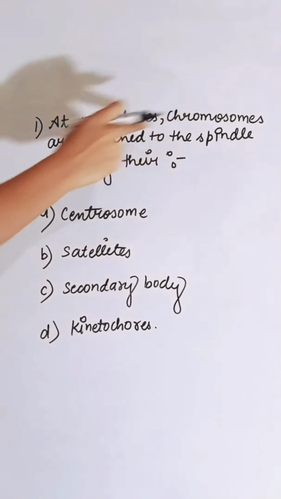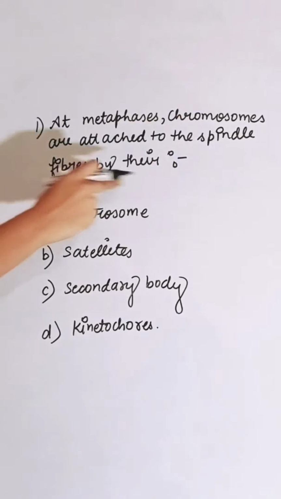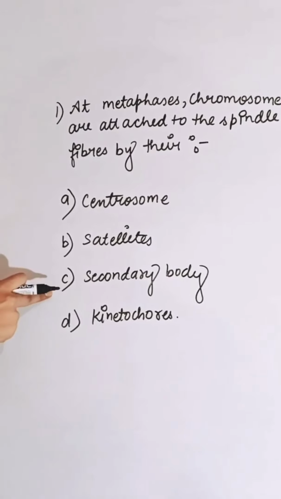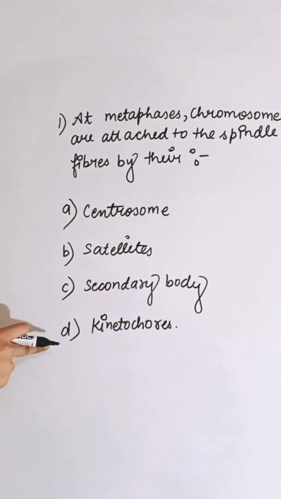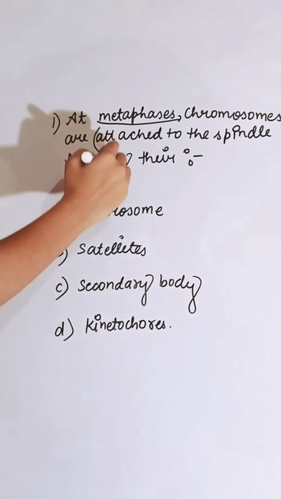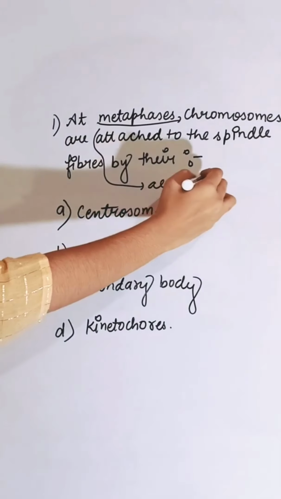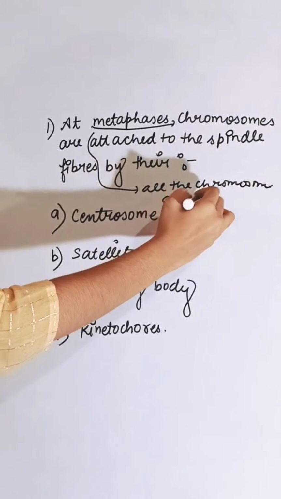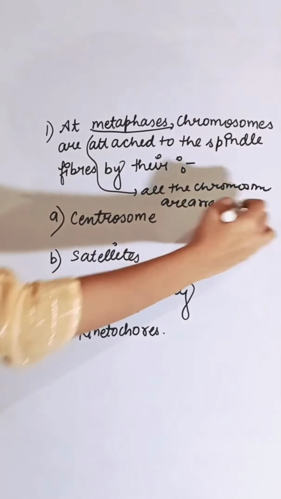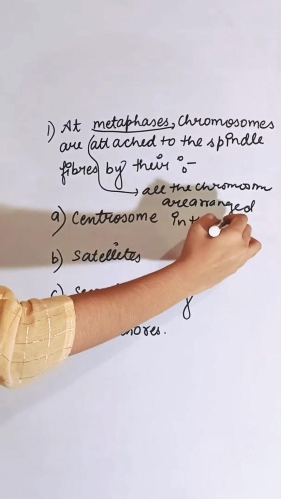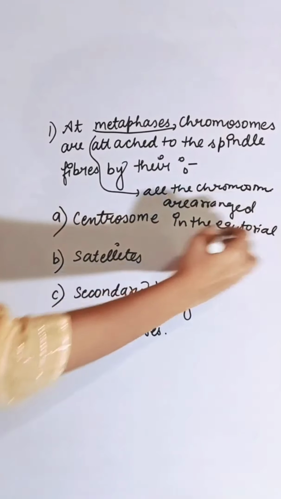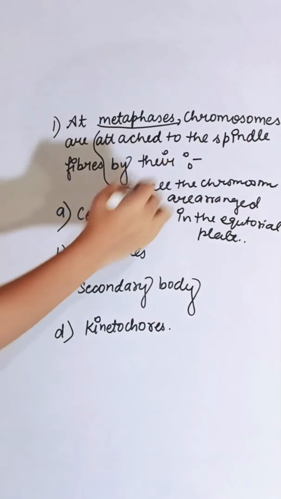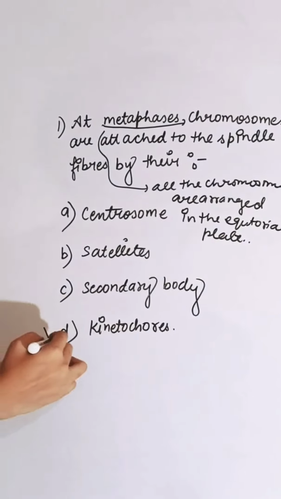At metaphase, chromosomes are attached to the spindle fibers by their: first option, centrosome; second, satellites; third, secondary constriction; fourth, kinetochores. In metaphase, all the chromosomes are arranged in the equatorial plate, which are attached to the spindle fibers with the help of kinetochores. So the correct answer is D.